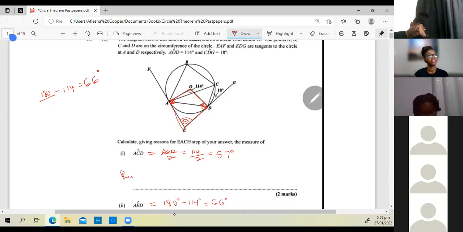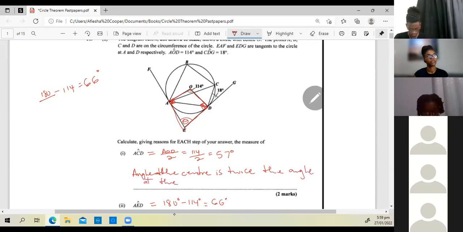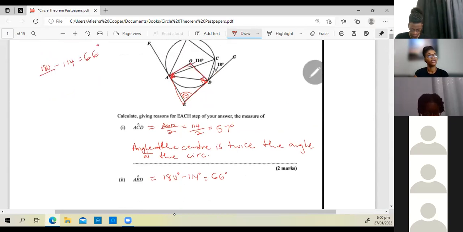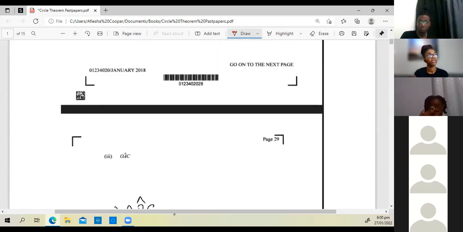Of course, remember to use your reasoning. What's your reasoning for the first one? Angle at the center is twice the angle at the circumference. Right? And then for AED, we can use the rules of the tangent and radii forming 360 degrees, right? Any questions so far? So far, we didn't see anything too difficult.